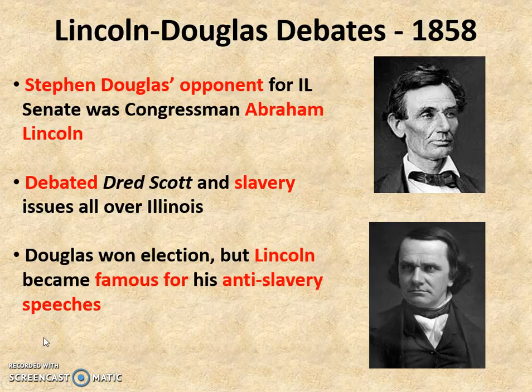The Dred Scott case and issues of slavery became a major point of debate in the Illinois election for Senate in 1858. The incumbent was Stephen Douglas, the senator who had proposed the Kansas-Nebraska Act, and his opponent was a young Republican congressman named Abraham Lincoln. So Lincoln and Douglas went all over Illinois debating issues of Dred Scott and slavery. Now, while Douglas won the election, Lincoln became very famous and very well respected for his anti-slavery views and his anti-slavery speeches throughout the country.